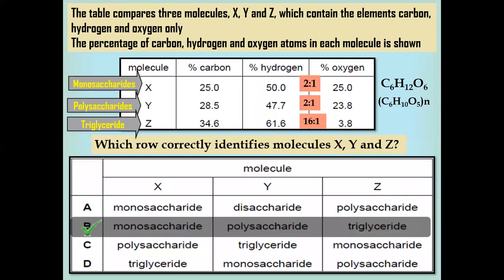Now, on the basis of this data, our X is the monosaccharide, molecule Y is polysaccharide, and molecule Z is triglyceride. And our correct answer is B.